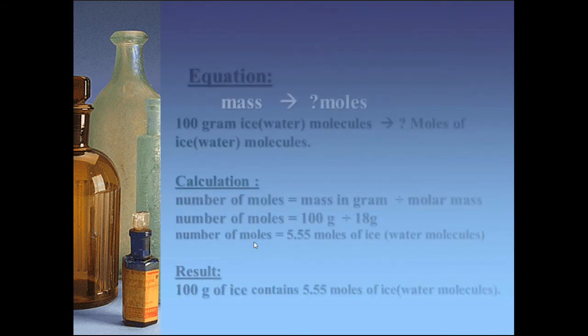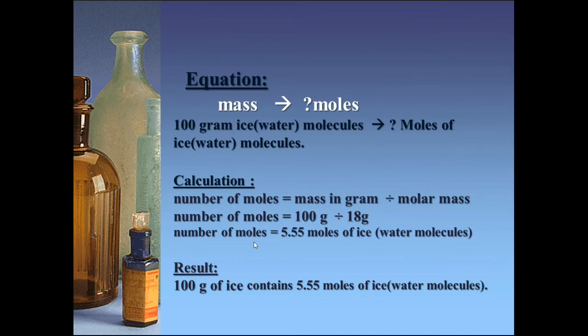Now the equation: mass is already given, moles we have to calculate. 100 gram of ice water molecules, how many moles are there? Calculation: number of moles is equal to mass in gram divided by molar mass. Number of moles is equal to 100 gram divided by 18 gram. We got the number of moles, 5.55 moles of ice. Result: 100 gram of ice contains 5.55 moles of ice.